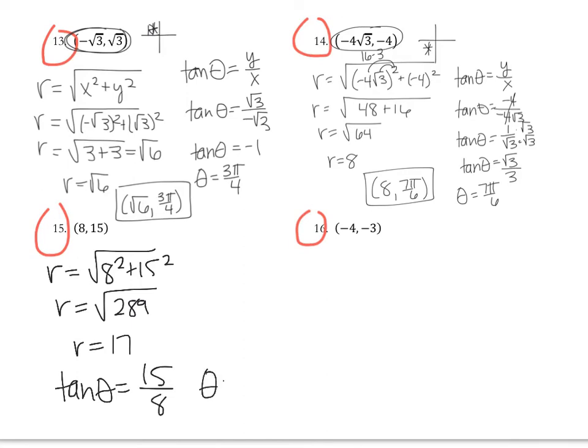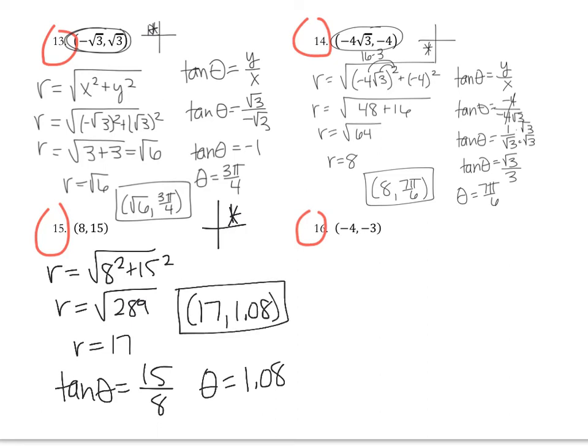And then you're just typing this in your calculator, but please make sure you're in radian mode like we talked about on the last problems. So I'm doing tan inverse of 15 divided by 8, and that's where I get an answer of 1.08 for theta. Since the original point would be in the first quadrant, I don't have to do anything to that. What my calculator is giving me is correct. So I get 17 comma 1.08.